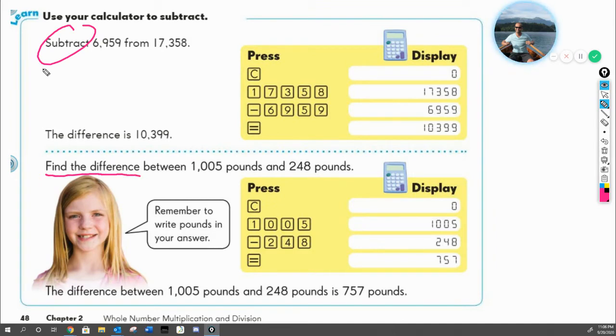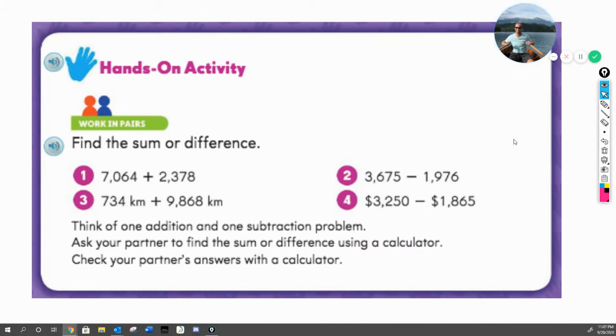So when you see that, find the difference and subtract. Those two terms are interchangeable. So pause me, take a moment, solve these problems with your calculators, and when you're done, hit play. All right, excellent. Did your work match up with what you see on the pages here? I certainly hope so. So let me clear my screen and continue on to the next slide.